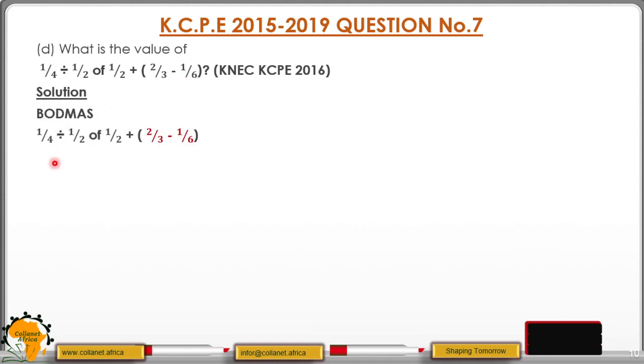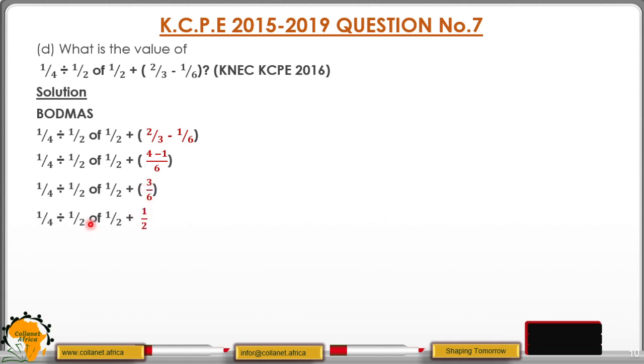So BODMAS. The first thing, you deal with the bracket. So what is inside the bracket? You get the LCM, 6. Divide by 3, you get 2 times 2, you get 4. 6 divided by 6, 1 times 1, you get 1. So this will be 4 minus 1 to get 3 over 6. So you simplify this further to get 1 over 2.